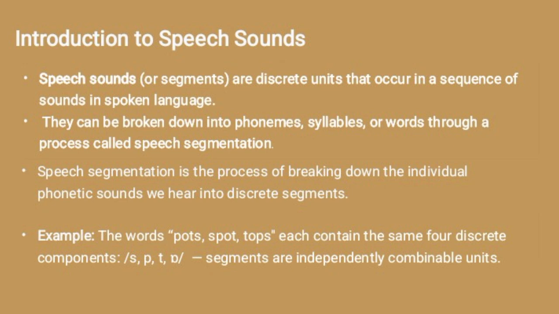If you look at these three words, you will find out that they contain exactly the same four sounds. But the difference is the order of their arrangement. So you can identify s, p, t, and o as speech sounds in these words. So individual speech sounds can be combined to form different words. Their arrangement, the order of their combination, is what makes the differences we have in the meaning of our words.